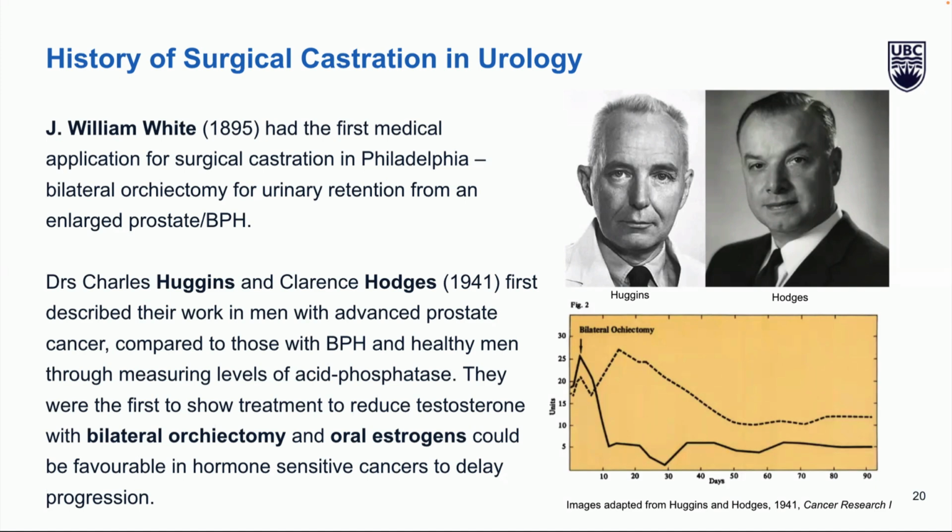They found that comparing men with advanced prostate cancer, those with BPH, and as well as healthy men, and their response to orchiectomy or oral estrogens, they saw a response in the serum acid phosphatases that were being used as markers at that point that were reflective of the therapies, either through medical or surgical castration, with also improvement of clinical symptoms.